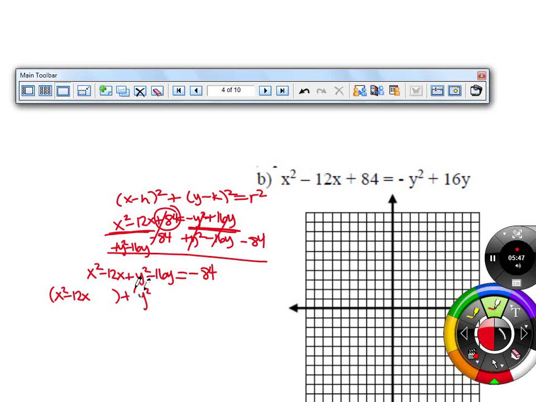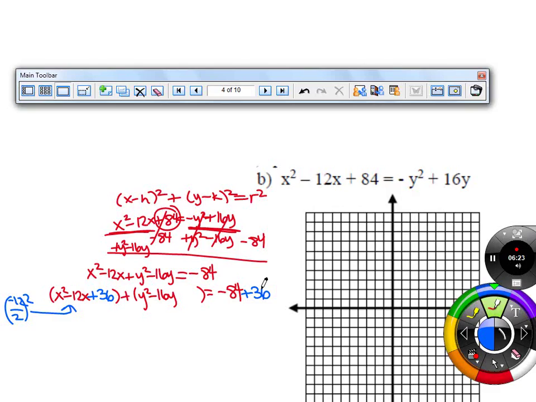And then y squared minus 16y is part of something else I would like to factor as a perfect square. And then I have my minus 84. So in the group of the x's, x squared minus 12x, remember how to complete the square. We take that middle term, negative 12, divide it by 2 and square it. So that's 6 squared, which is 36. So I want to add 36 here. And remember, since I added 36 to the left side, I want to add that same amount to the right side.